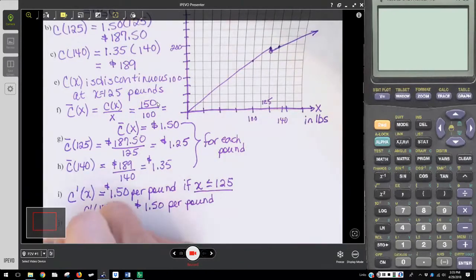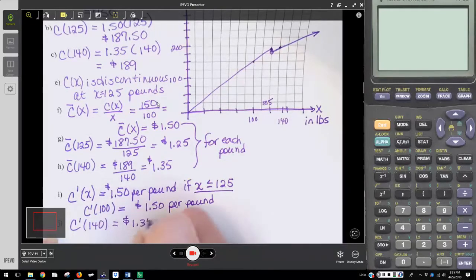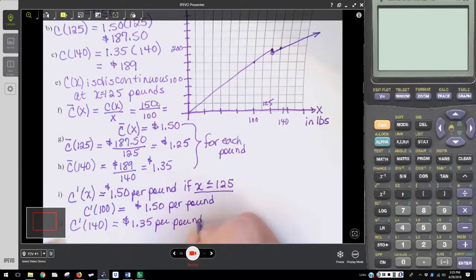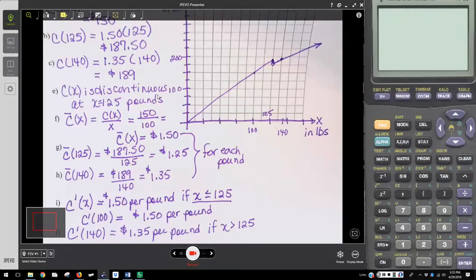And the same thing for C prime of 140 is going to be $1.35 a pound, because 140 is greater than 125, and every pound over 125 costs $1.35 a pound. So hopefully you didn't overthink that one and you got that one right.